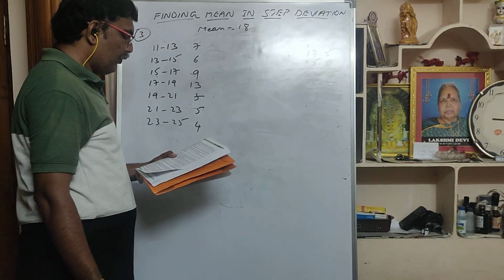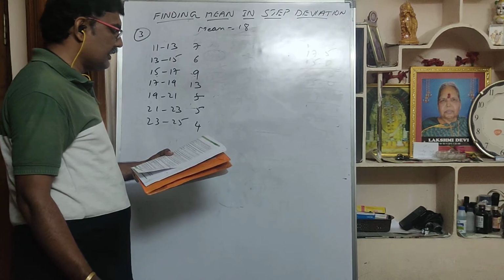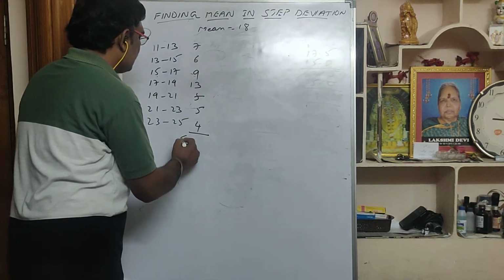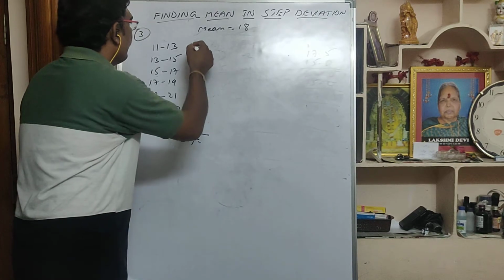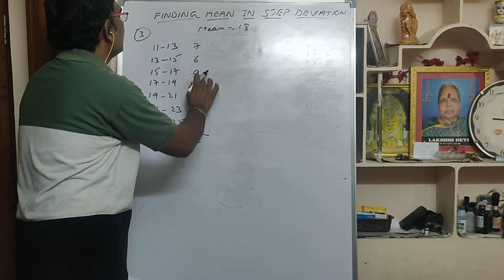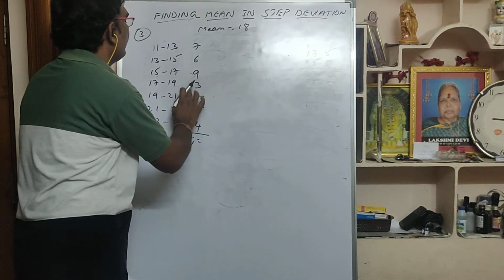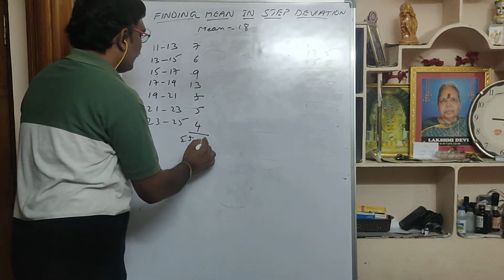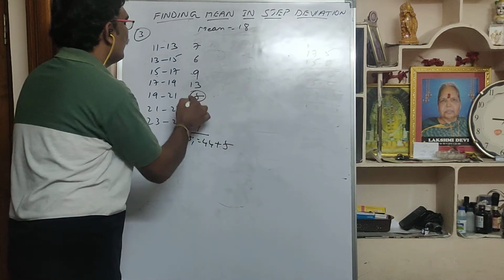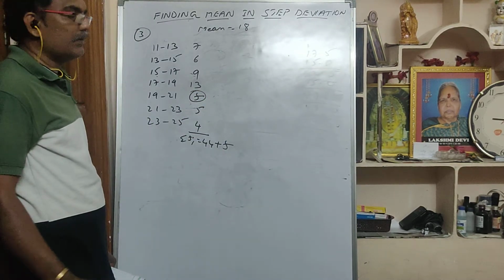So how to find the missing frequency? We'll see it here. Now you have to add this entire column. It is called sigma fi. If you add 7 plus 6, 13. 13 plus 9, 22. 25, 35. 40, 44. 44 plus f, because we don't know the f value. Plus f only should be written.